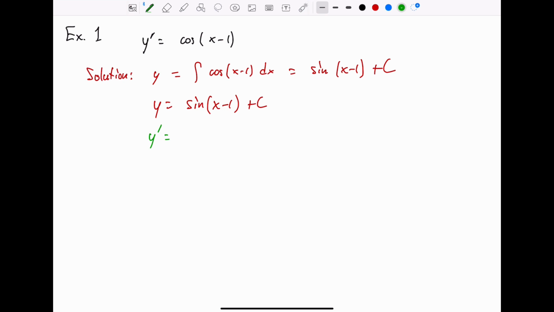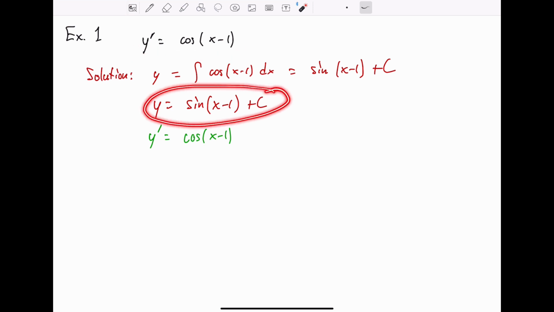We take the derivative of sine, that's cosine, of x minus 1. The derivative of x minus 1 is still 1. So we get y prime equals cosine x minus 1, which is exactly what we started with. So we know that this is the general solution to the differential equation that we were given.